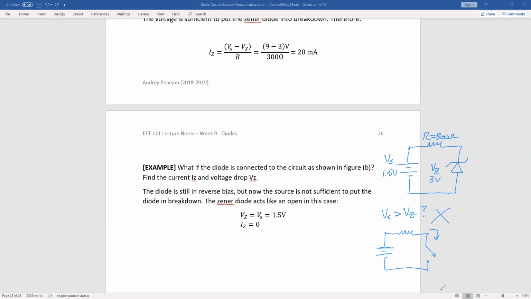Okay, so if we have this diode being modeled as an open switch, that means the current has to be 0. There's no complete path for current flow through the circuit. And when we have an open switch, that means whatever voltage is applied is going to be dropped across that open switch. So VZ is equal to VS, which in this case is 1.5 volts. And these are the two quantities that we would need to find to analyze that circuit.